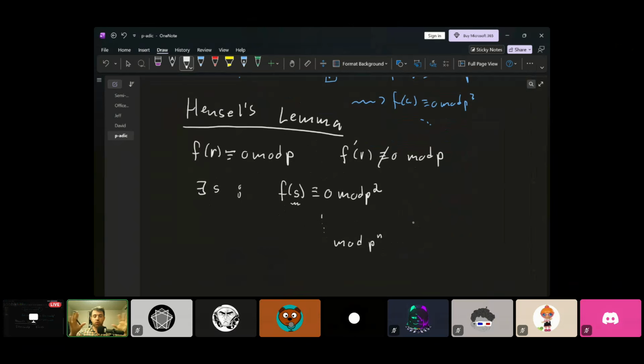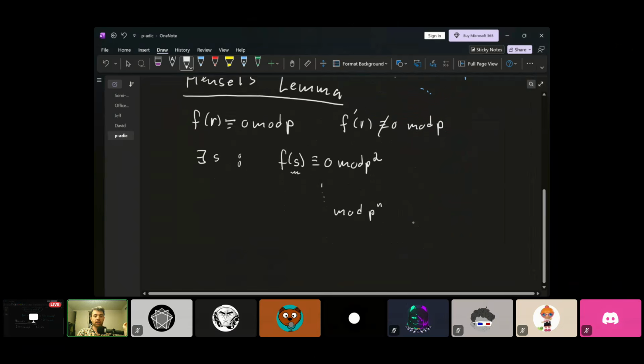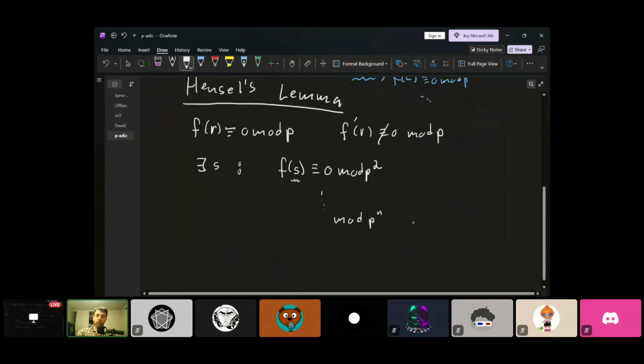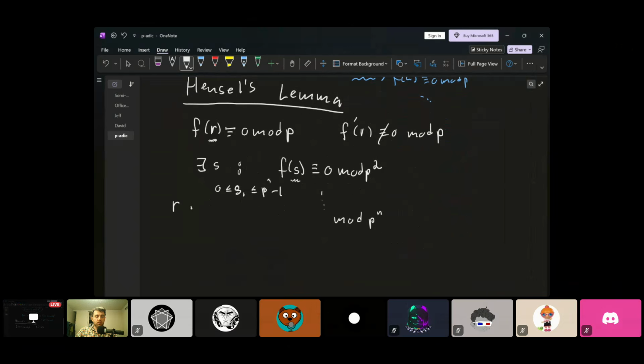So the point that I want to get at, so normally with Hensel's lemma I'd like to stop and give some examples, but the point that I want to get at here is that it's not just an existence thing. It's a constructive theorem, in the sense that it tells you explicitly how to build this S. The way that you build it is you take your R, and it tells you exactly how to choose a number S, maybe I'll call it S1, which is between 0 and p minus 1, such that you write the number as R plus S1 p to the 1.